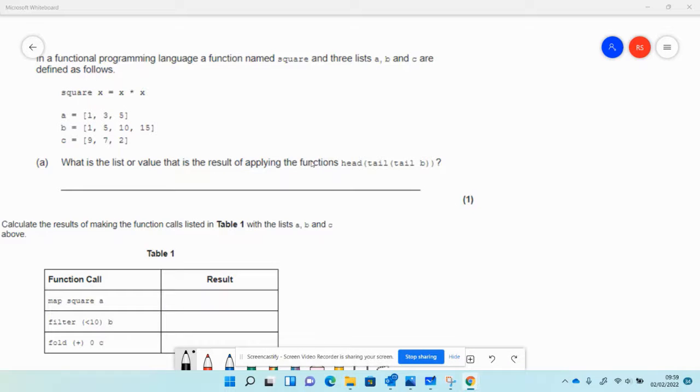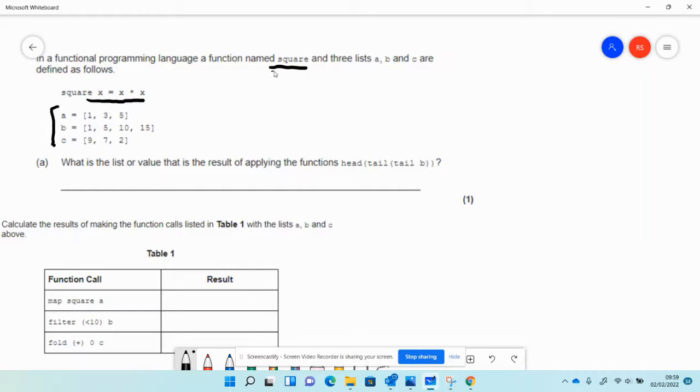So this video is just to start talking about functional programming. Some of the exam questions that you might get. This is an A-level question about functional programming. It's telling us that we've got a function named square, which is defined this way: square x equals x times x, which I think we'll all agree is going to make square.